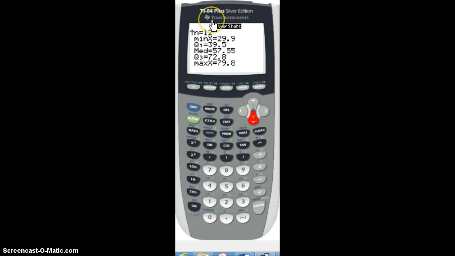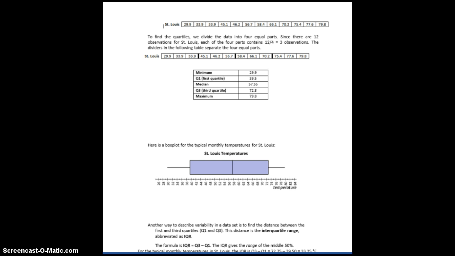The min is 29.9, Q1 is 39.5, median 57.55, Q3 72.8, and max 79.8. And we come back and check what we had on our TI versus what we have for the 5-number summary for this problem, and sure enough, they match. Okay, the next thing is down below, this graph right here.